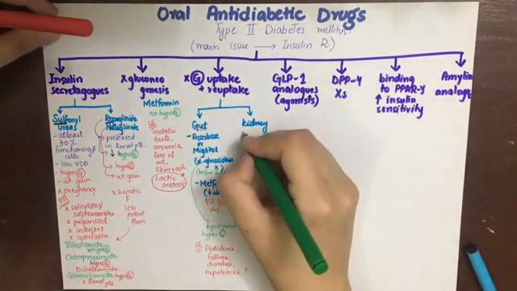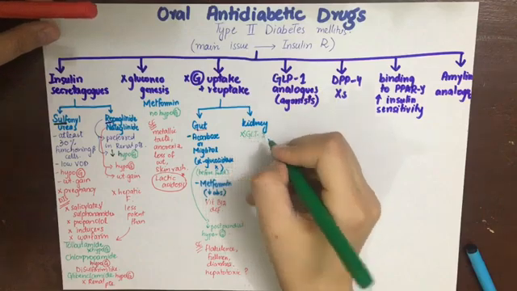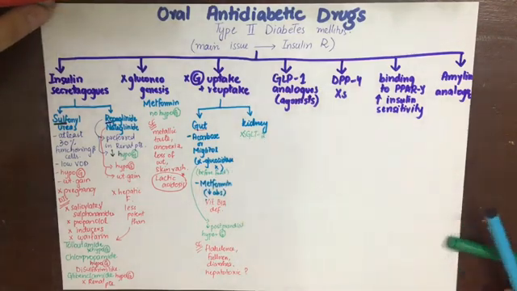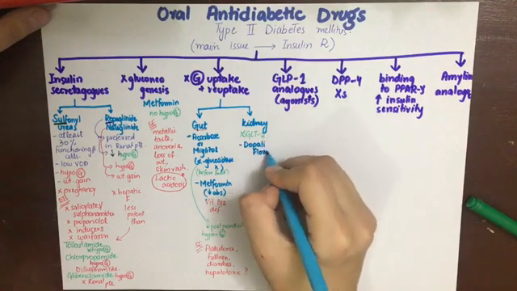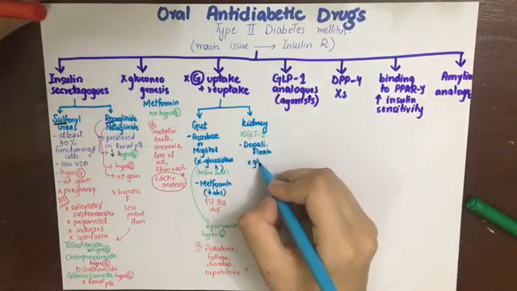The reuptake of glucose in the kidneys, proximal convoluted tubule, is inhibited by dapagliflozin, and it will inhibit the SGLT2 receptors.